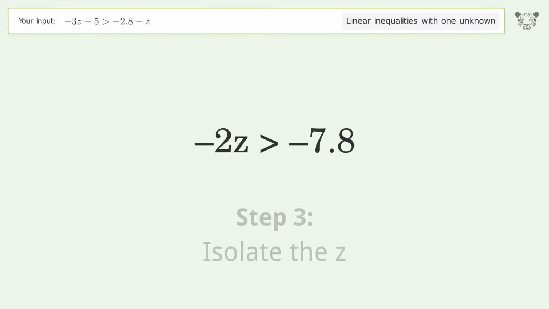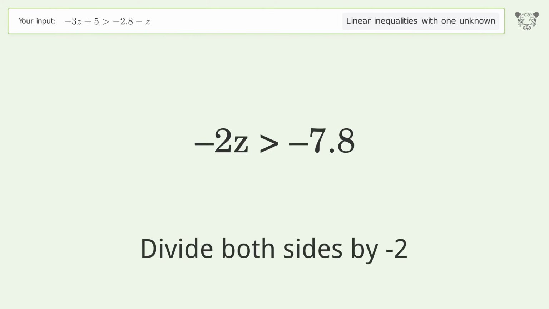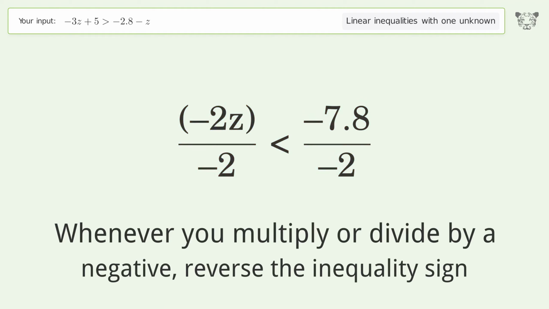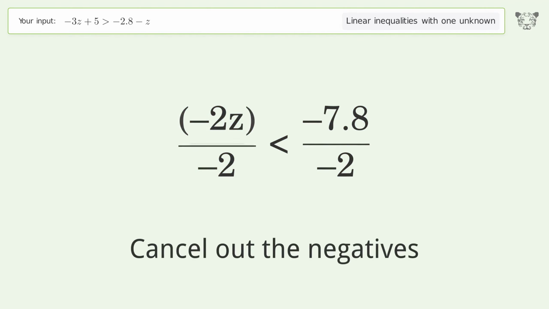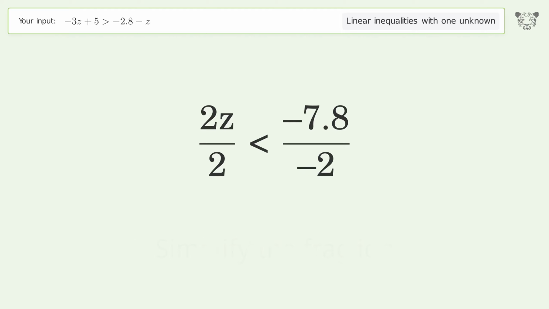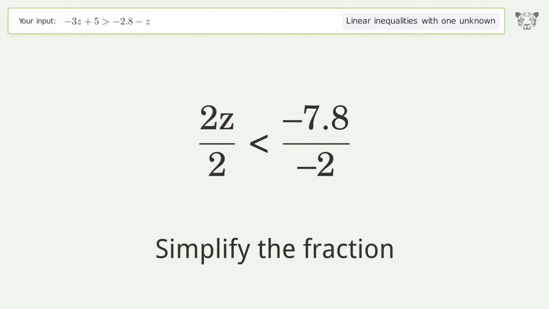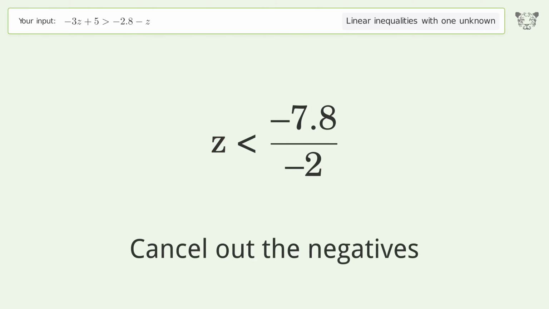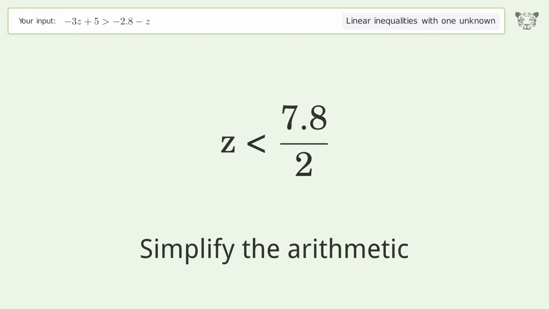Isolate the z. Divide both sides by -2. Whenever you multiply or divide by a negative, reverse the inequality sign. Cancel out the negatives. Simplify the fraction. Cancel out the negatives. Simplify the arithmetic.